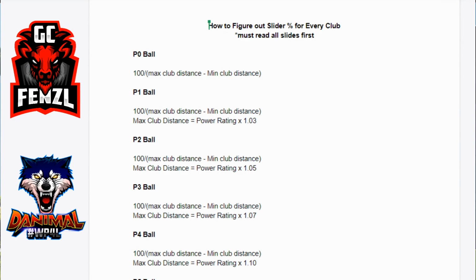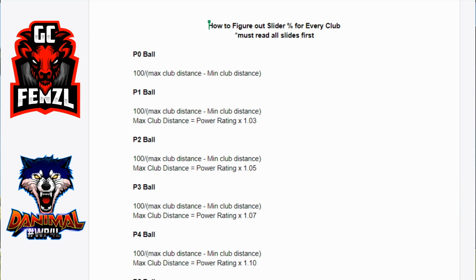Hello, everyone. This is a part of the video where I'm going to explain how to figure out slider percent for every club. The most important part about this slide is that you need to read all the slides first before you try to put in the calculation. Right here, we have in the very beginning, this P0 ball is how you figure out a slider percentage per yard. So for any club, all you're going to do is take 100, and then you're going to divide it by the max club distance.